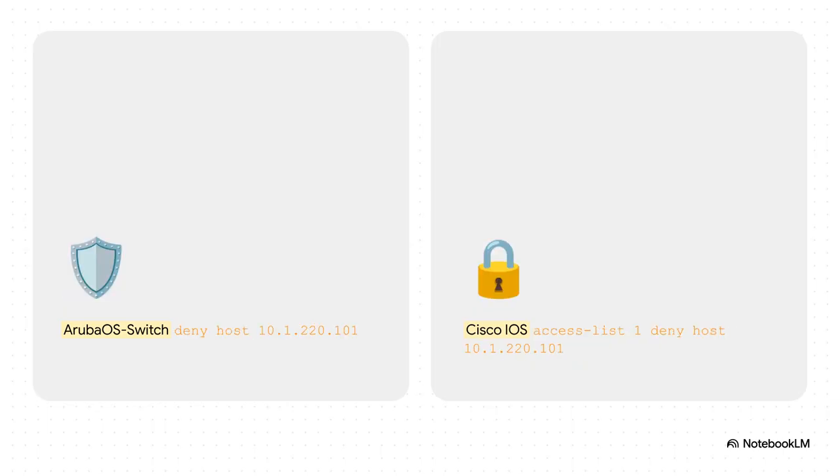And here we go again. Another perfect example with a standard access control list. The phrasing is a bit different, sure, but the logic is exactly the same. Deny this one specific host, and then permit everything else. The underlying principle is universal.